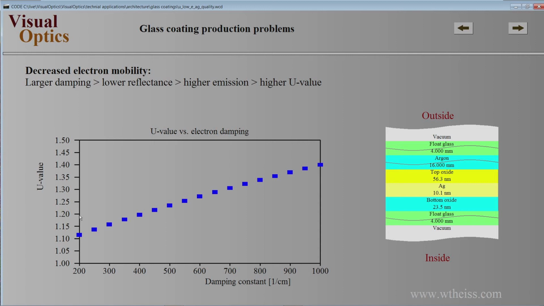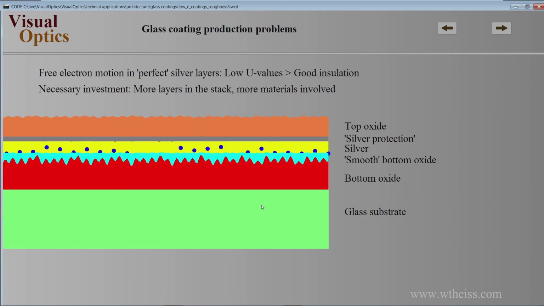So you have to avoid the roughness of the silver layer interfaces. How can you do that? You can do it by two things. Actually, you need two additional layers.